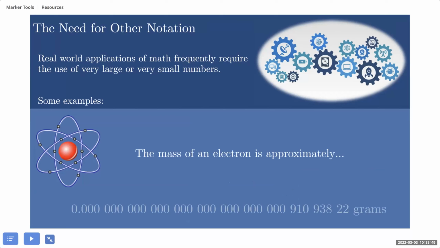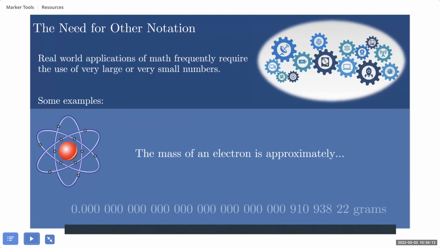In science, I don't know if you guys have gotten to chemistry where you learn about electrons, protons, and neutrons, or physics, but there is something in our atoms that is called an electron, and it is a very, very tiny subatomic particle. And the mass or the weight of that is that many grams. So again, to sit there and count the number of zeros and write that every single time would be very cumbersome. And so we learn another notation.